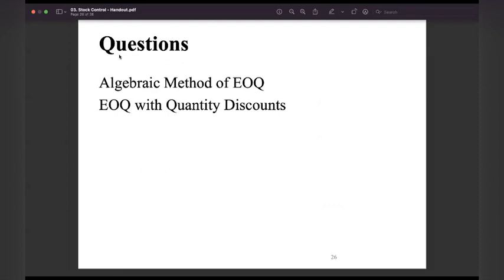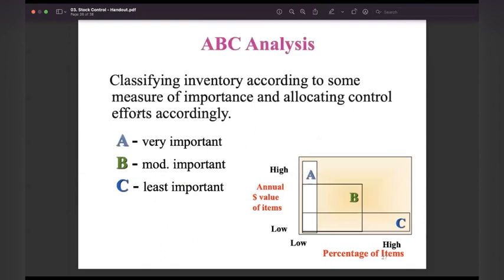So now we did questions using the algebraic method to find economic order quantity. Then the next techniques that we are going to discuss, I will discuss more on the theoretical side. Okay. So first one, ABC analysis. Classifying inventory according to some measure of importance and allocating control efforts accordingly. Now, here we are seeing whether these inventory are important, the levels of importance. We are taking very important, moderately important, and least important.